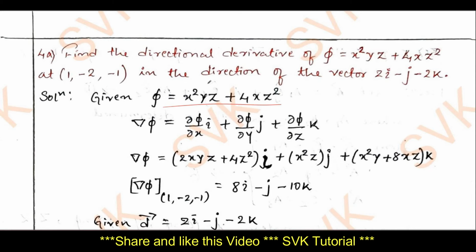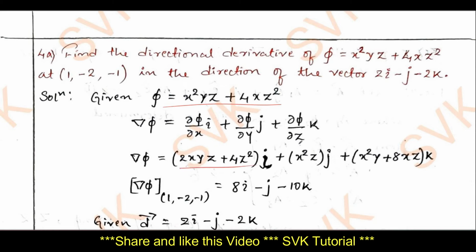Del phi is what? Just finding the grad phi. Differentiate phi with respect to x, with respect to y, with respect to z, along with the ijk components. So I am doing that one. Differentiate phi with respect to x, wherever we have x, differentiate with respect to x and the remaining terms will be treated as constant. So the derivative of x square is 2x, the remaining values are constant. So it is 2xyz plus 4, derivative of x is 1, into z square, 4z square.